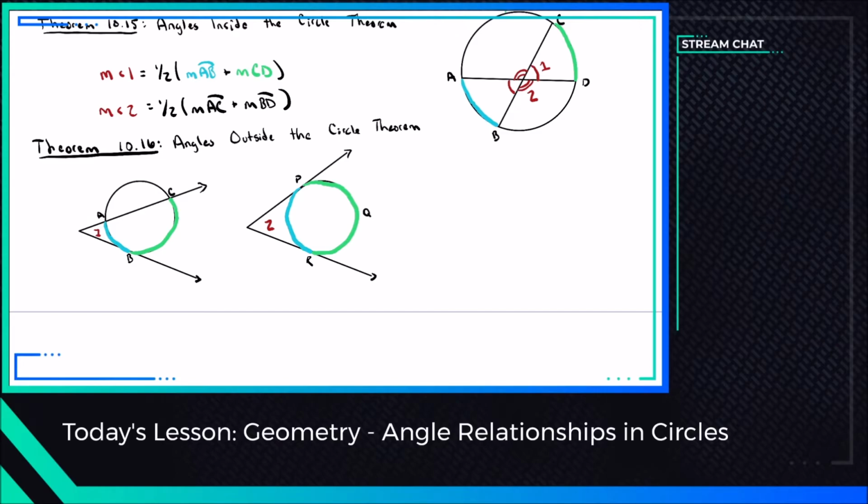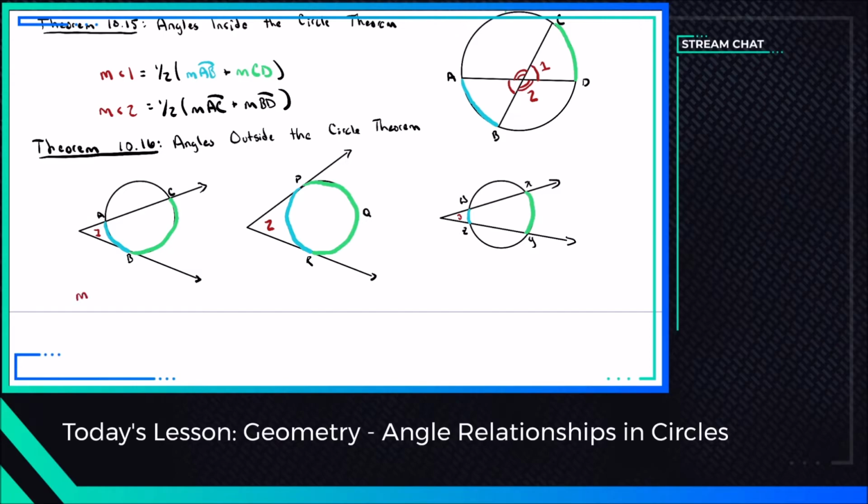And then finally, we can have 2 secant lines. And so that's going to look like so. This is going to be, of course, angle 3. And we're going to label this guy with W, X, Y, and Z. WZ is going to be our blue arc, and XY is going to be our green arc. Now, each one of these have the same exact formula.